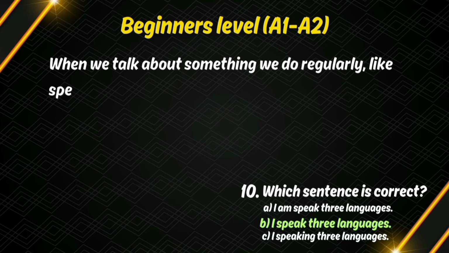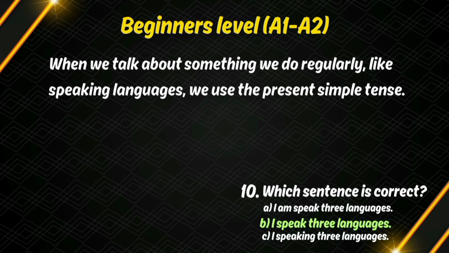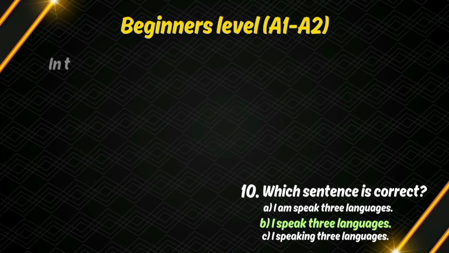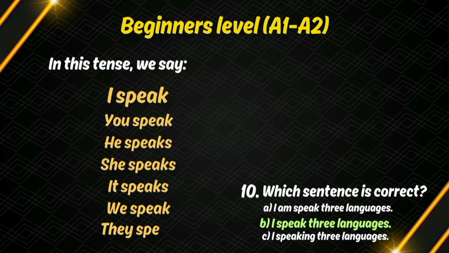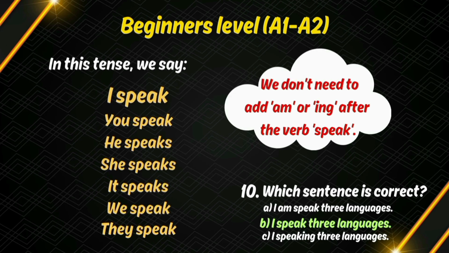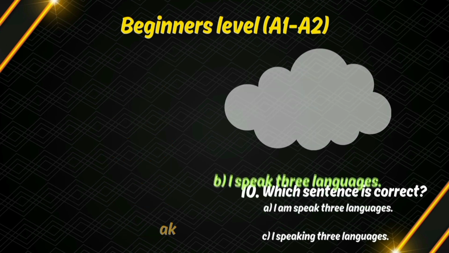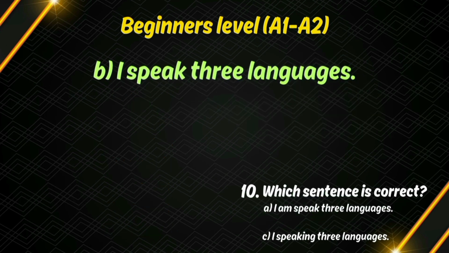When we talk about something we do regularly, like speaking languages, we use the present simple tense. In this tense we say I speak. We don't need to add am or ing after the verb speak. So, the correct sentence is, I speak 3 languages. It means I can speak 3 languages.